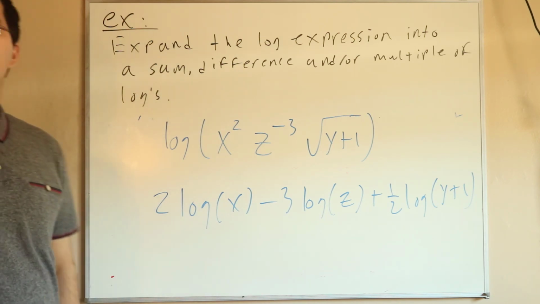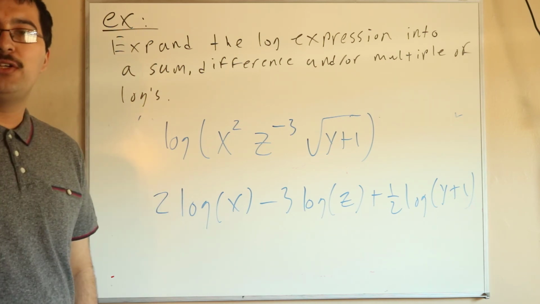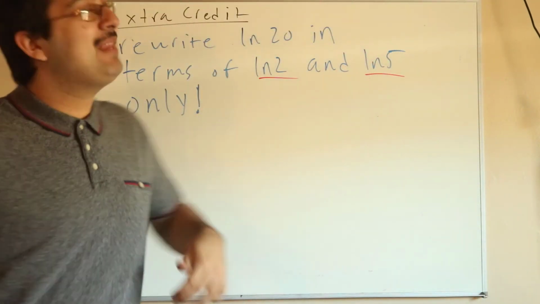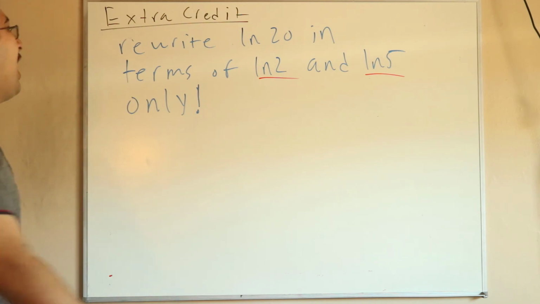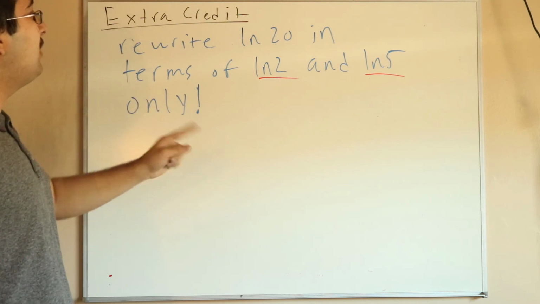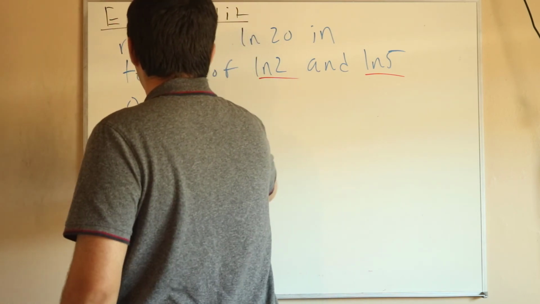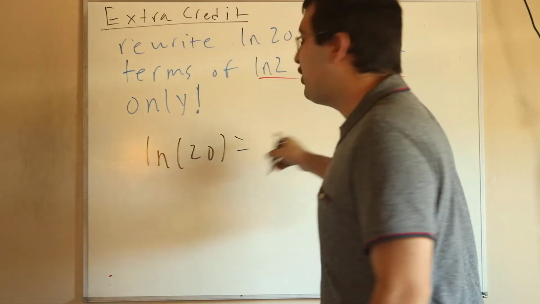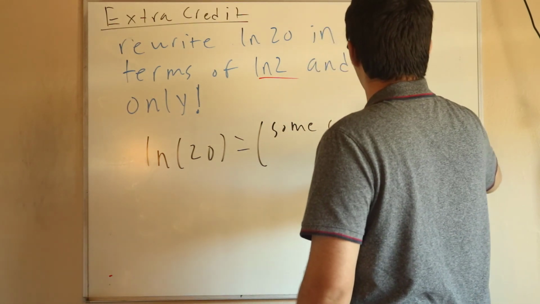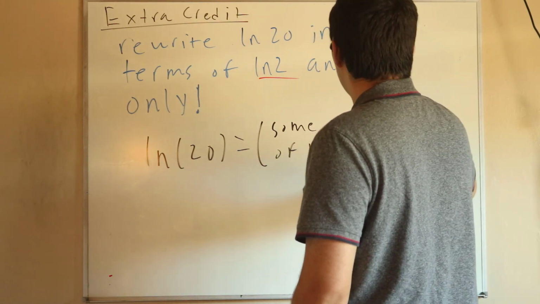But with that out of the way, let's go ahead and try another example. This time doing something a bit different, but still kind of similar to what we did just here. Okay, so for all of you who managed to make it to the end of this video, here's an extra credit opportunity for you, all right? I want you to consider the question: rewrite ln of 20 in terms of ln of 2 and ln of 5 only, okay? In other words, take ln of 20 and show that this will equal some combination of ln of 2s and ln of 5s.